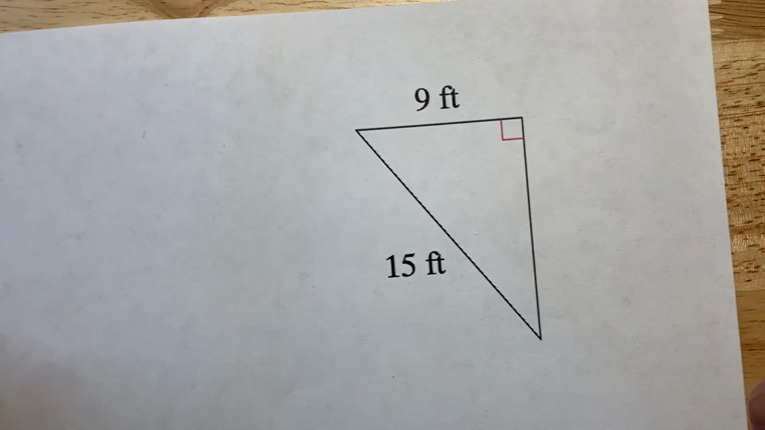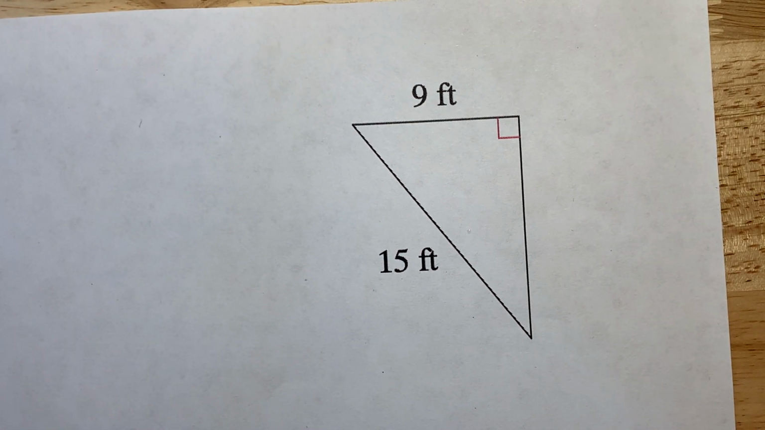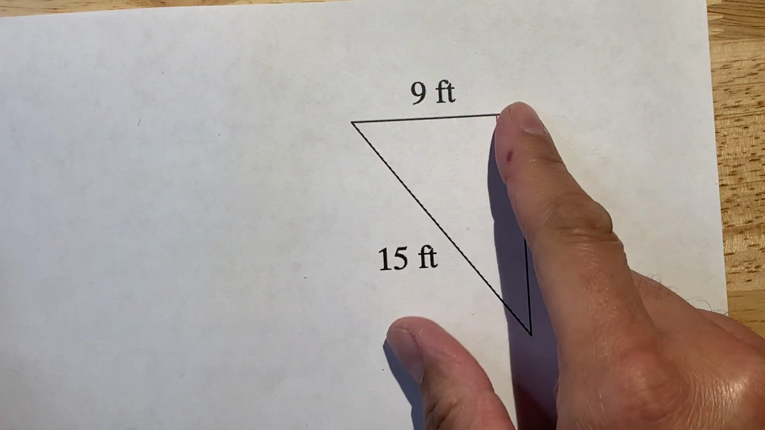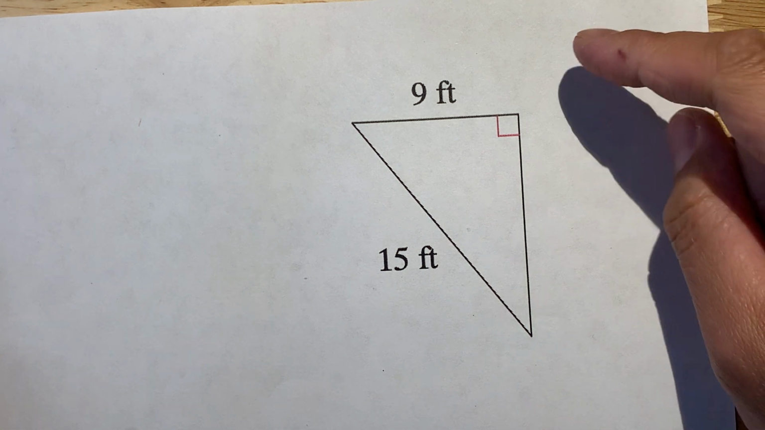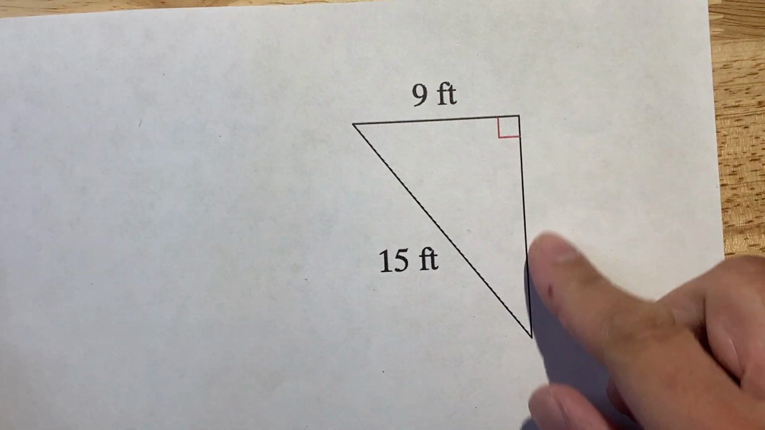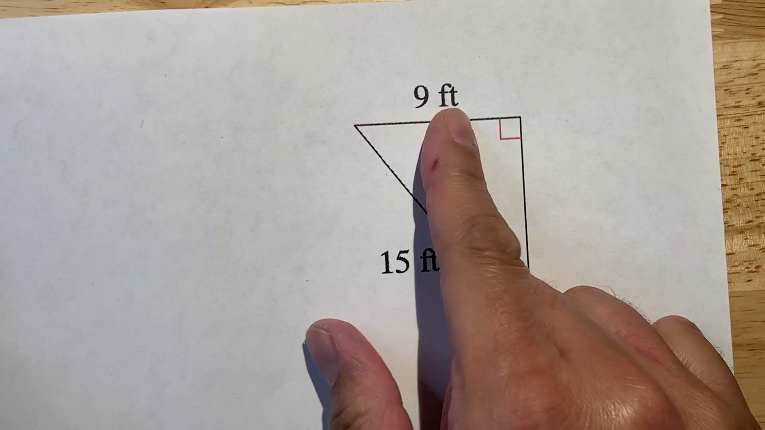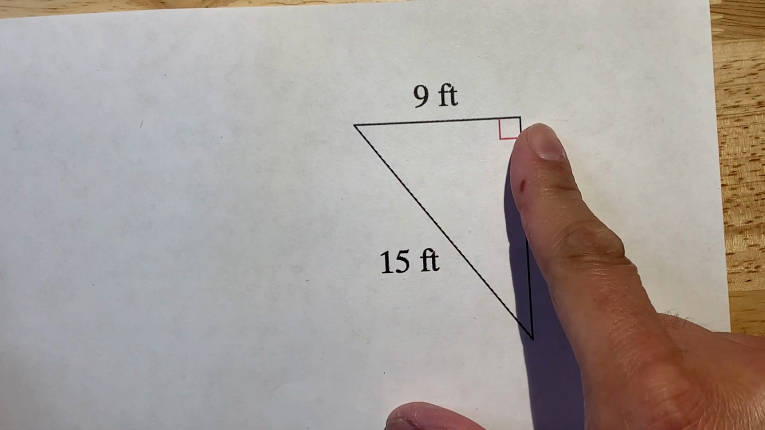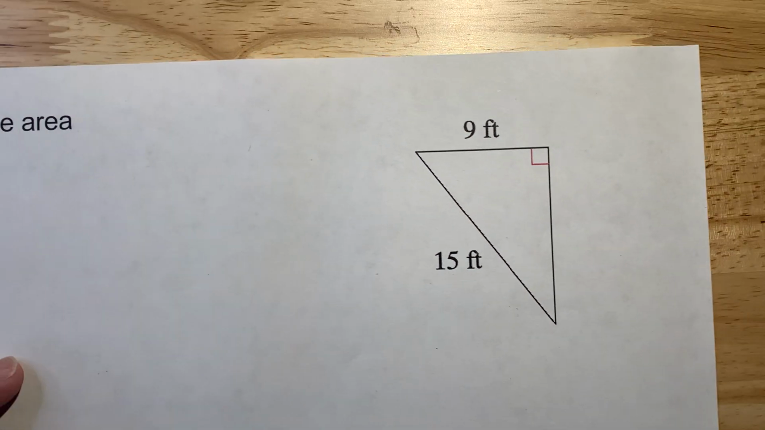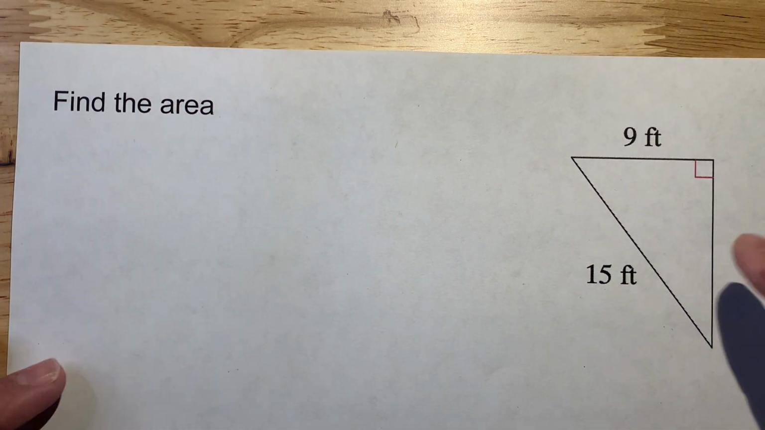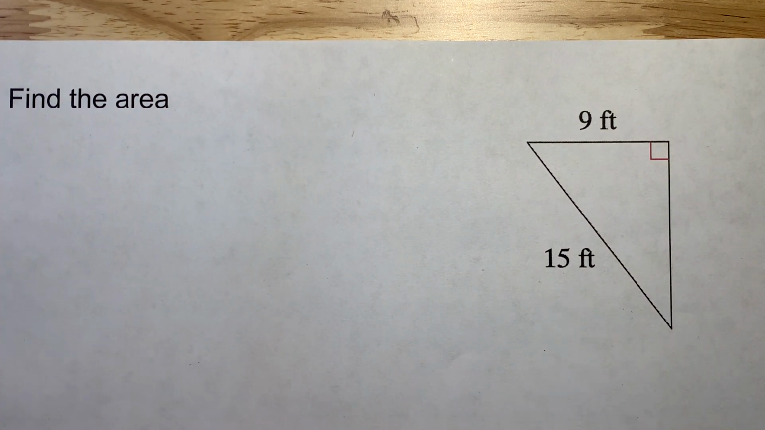But look at it closely. Base times height divided by 2. Do we have the base? Yeah, we have a base. Do we have the height? If you do remember, height is always perpendicular to the base, and it doesn't look like we have the height. We have a third side, but we don't have a base and height. So I'm going to show you how to find the area of this triangle even without the height.